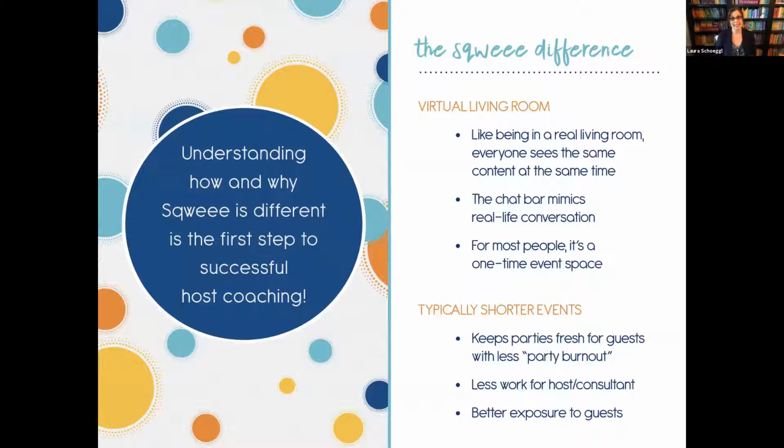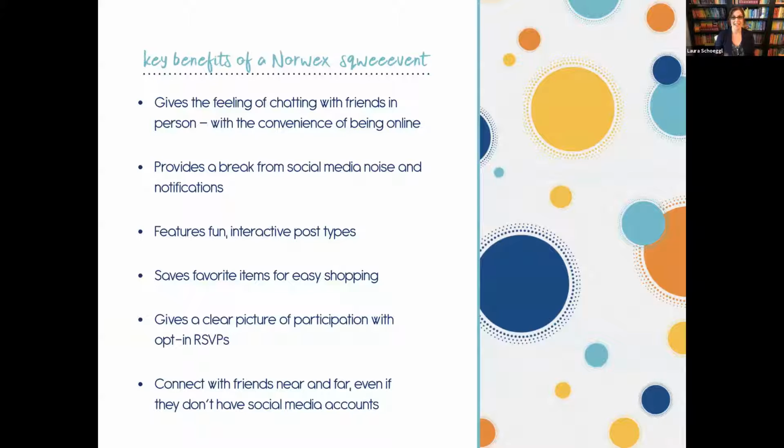The other nice thing about Sqweee that's a little bit different is you're going to get some better exposure to your guests, because you have them there in that living room environment with their full attention on you. So that actually goes right into my next slide here, which is the key benefits of hosting a Norwex Sqweee event. And this is where I really want you guys to take note on this screen in particular.